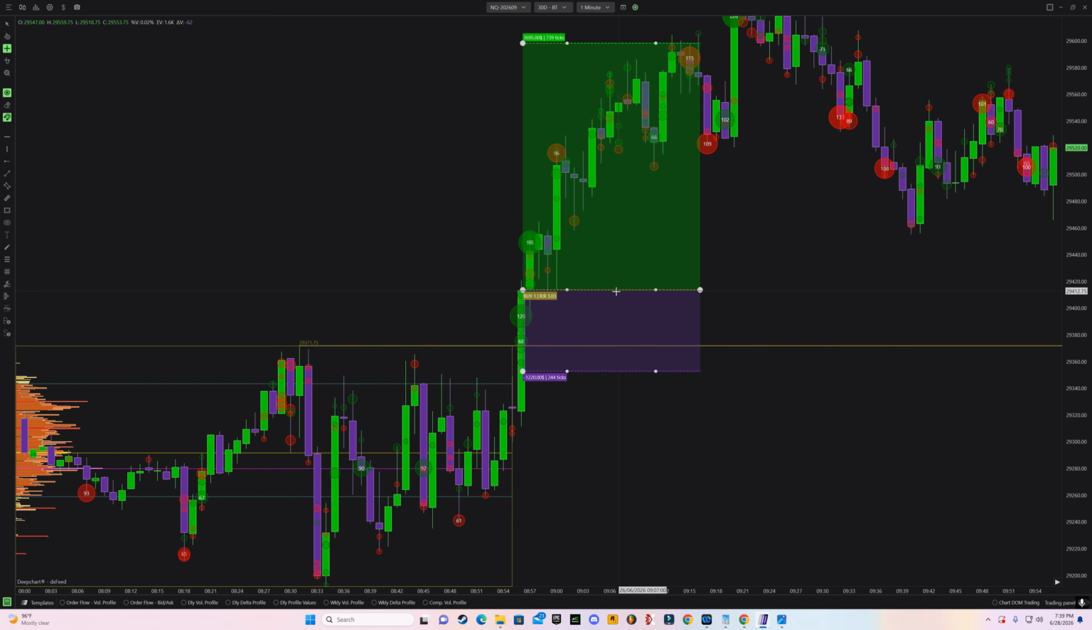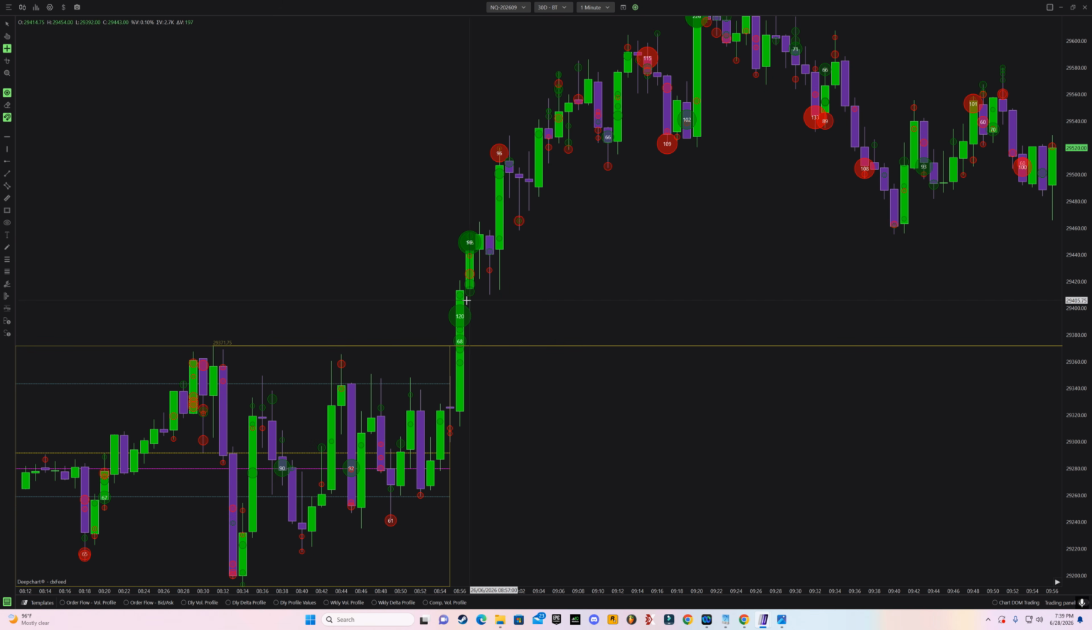So why is this breakout valid? Because we didn't see buyers getting absorbed. If we saw buyers getting absorbed at the wick area over here, that would be low probability. But since we have an aggressive buyer, a big order within the body of this candle, that shows aggression getting a follow through.